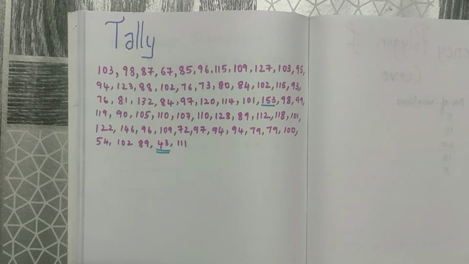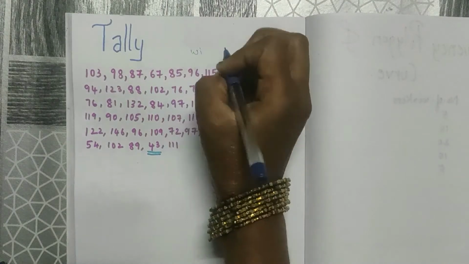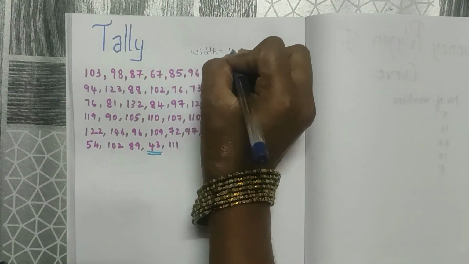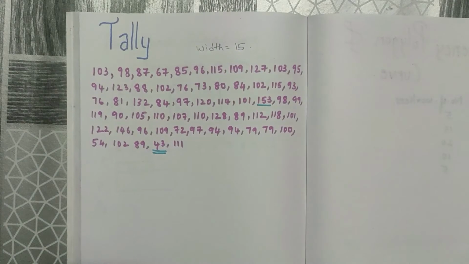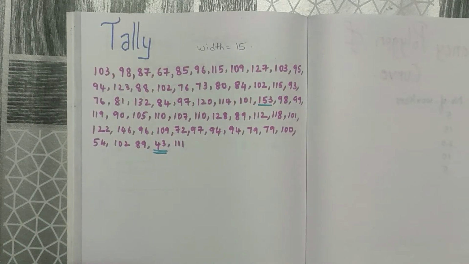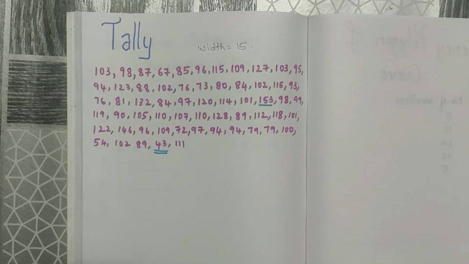So the question goes like this: a psychologist estimated the IQ of 60 children. Now form a frequency distribution having class interval of width 15. So the class interval width is 15, and also we have to locate the mode graphically. To locate the mode graphically we have to draw a histogram or bar graph. So we will learn one by one.